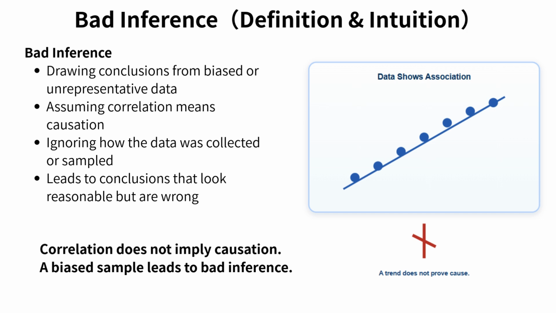On the SAT, you may see data showing a clear association, but the question will ask whether a causal relationship has been proven. The answer is usually no, not without additional evidence. When you encounter a question showing an association or trend, always ask yourself, does this data prove that one variable causes changes in the other, or does it simply show that they tend to move together?